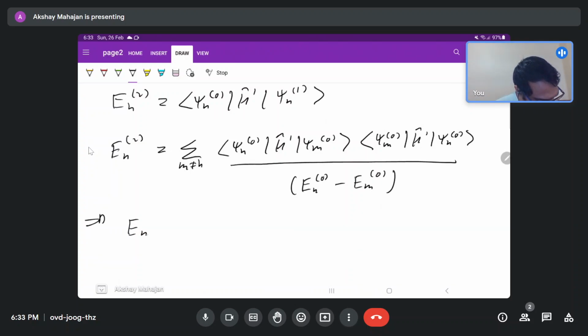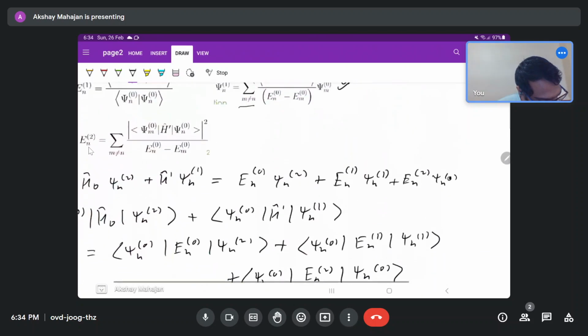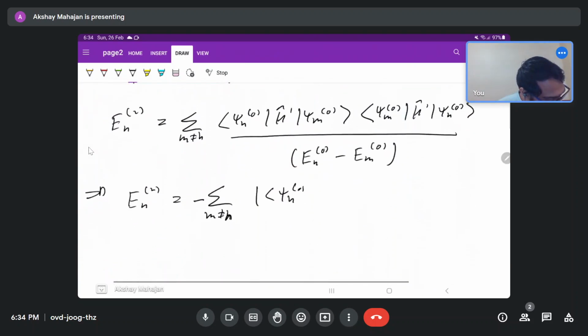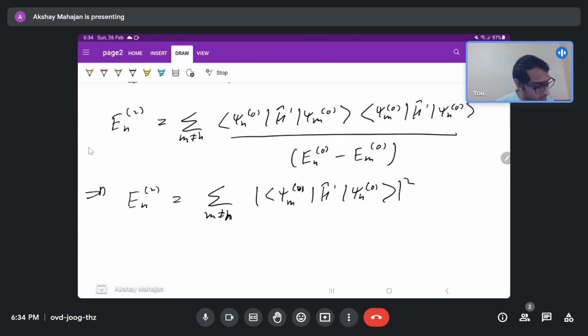From here, we get E n of the second order comes as summation of m not equal to n. Let me just see what the formula is. Psi m of the zeroth order, H cap prime, psi n of the zeroth order, whole square, because that is just the complex conjugate, divided by E n of the zeroth order minus E m of the zeroth order. I will not bring the minus sign because we don't have a minus.